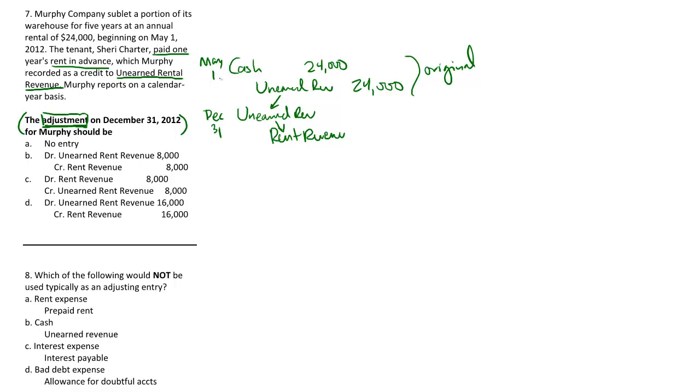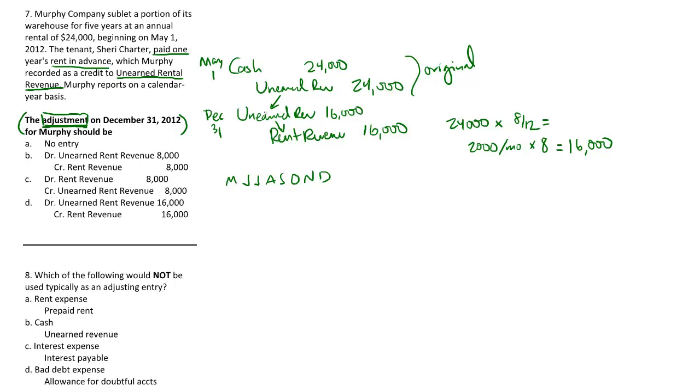Now we have to figure out what portion it is. From May 1st to December 31st, you have May, June, July, August, September, October, November, December. So 1, 2, 3, 4, 5, 6, 7, 8. 8 months. So this 24,000, we're going to multiply it by 8/12. And that is going to give us 16,000. So $16,000 worth of the rent has been earned between May 1st and December 31st. Okay, so we look at 24,000, that's 2,000 per month, times 8 months equals $16,000.